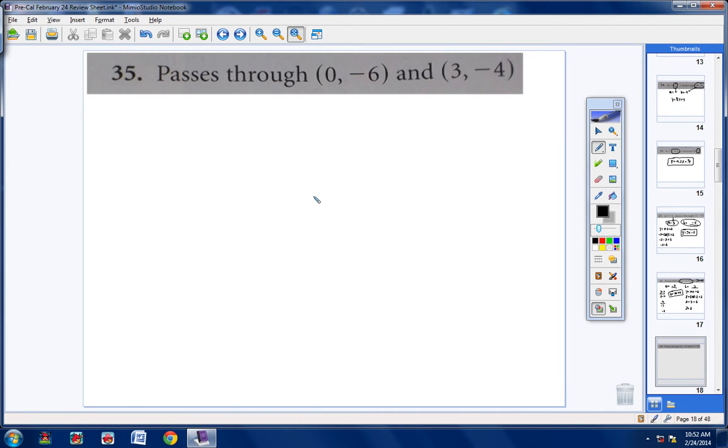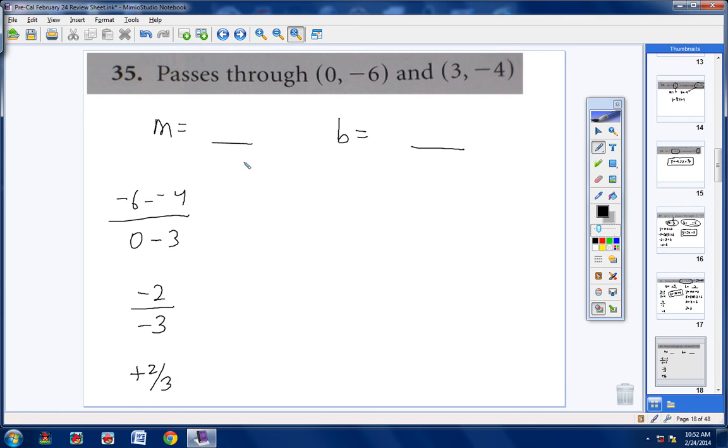We'll go on to 35. 35 is done just like 31. You're writing a linear equation, so you want to find your slope and you want to find your y-intercept. Well, the formula for slope is y minus y, so that would be negative 6 minus a negative 4 over x minus x, 0 minus 3. Well, negative 6 minus a negative 4 would be negative 2 over a negative 3, which is a positive 2/3. So there's the slope. A negative over a negative does make the whole fraction become positive.